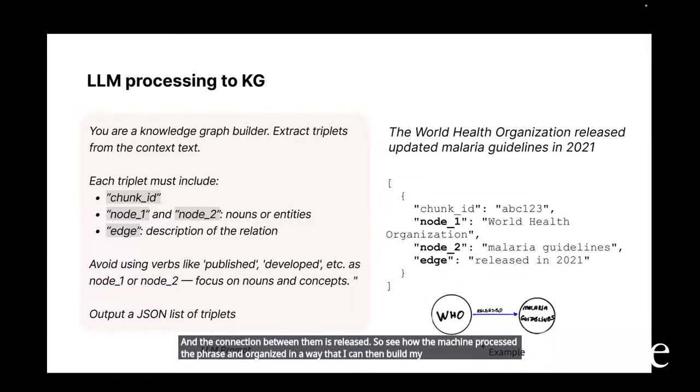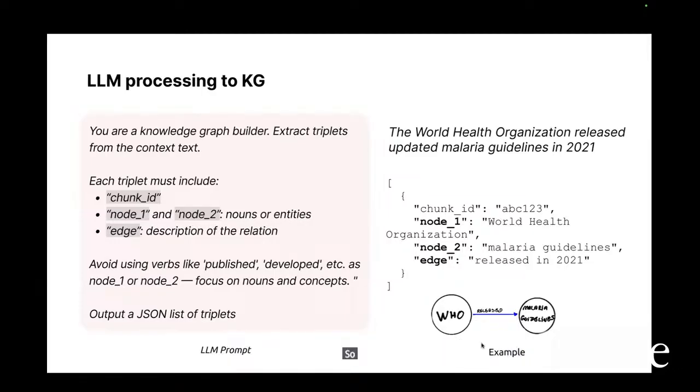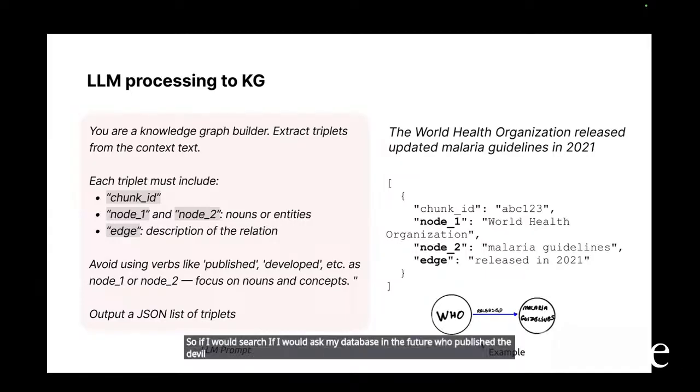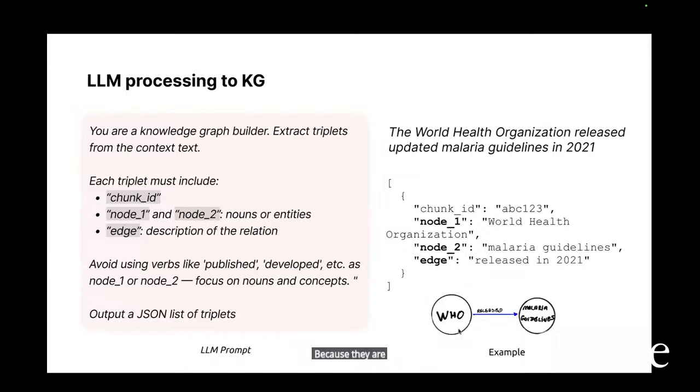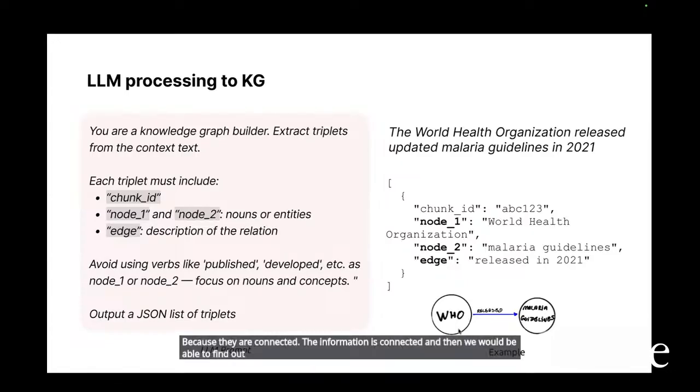So see how the machine processed the phrase and organized it in a way that I can then build my knowledge graph. So if I would ask my database in the future, who published the malaria guidelines in 2021, the machine would be able to understand that the actual response would be World Health Organization because they are connected, right? The information is connected, and then we would be able to find out and respond to the questions.